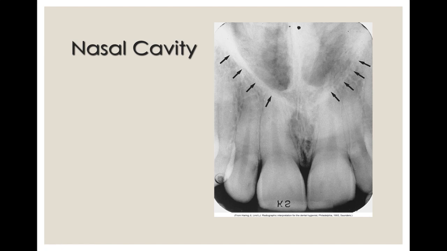Next is the nasal cavity. The nasal cavity is a pear-shaped compartment of bone located superior to the maxilla. You can see the nasal cavity outlined here by these black arrows. It's described as a large radiolucent area just above the maxillary incisors.